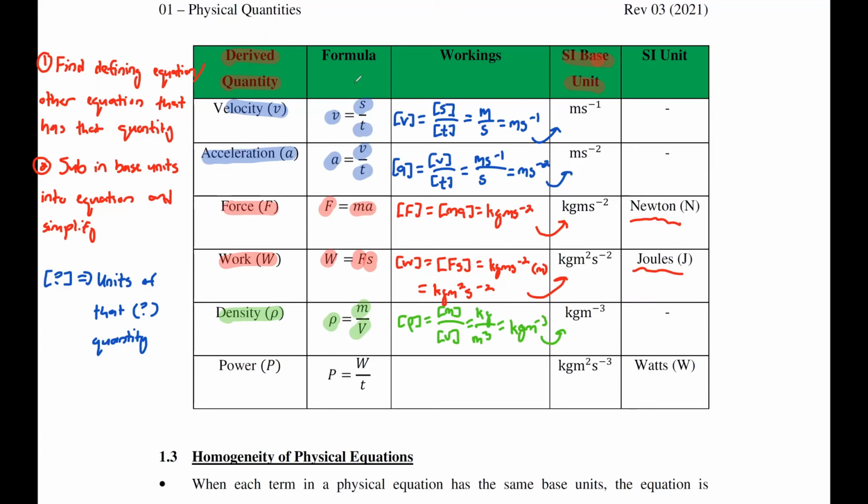Now, for the last example, we want to find the unit of power. Power is rate of work done. It is work divided by time. So the unit of power will be equals to the unit of work divided by the unit of time. Now, you've already found the unit of work here. So it is kg meter squared second negative 2 divided by the unit of time, which is second. You will get kg meter squared second negative 3. So the SI base unit of power is this one. And as before, there is a special SI unit for power, which is watts.